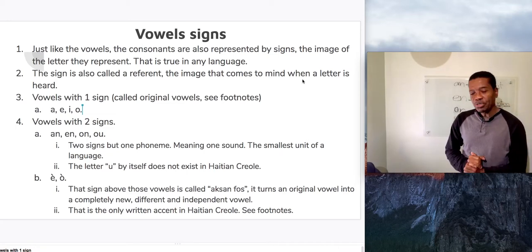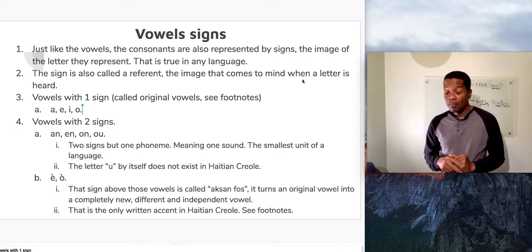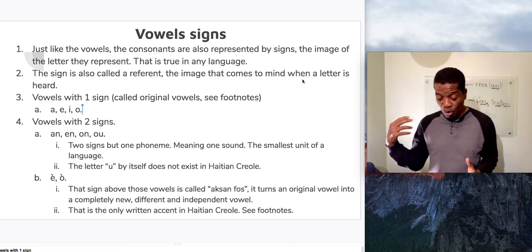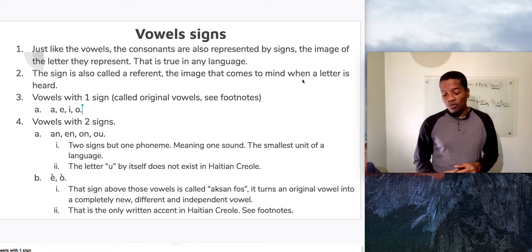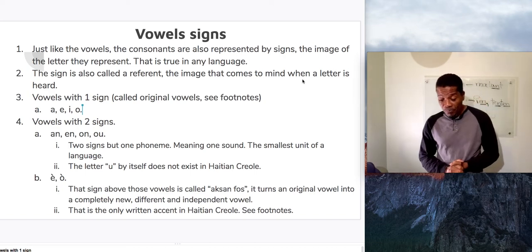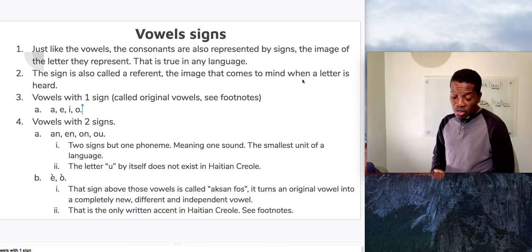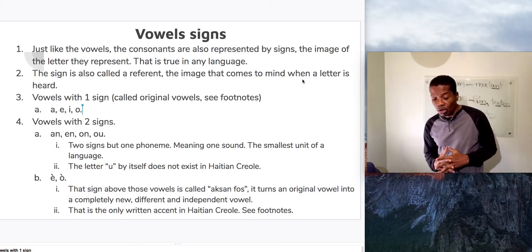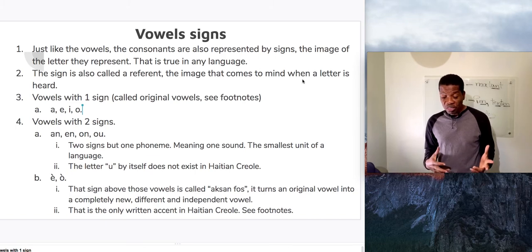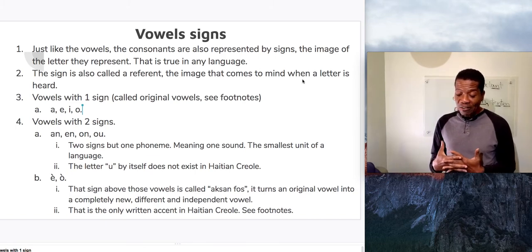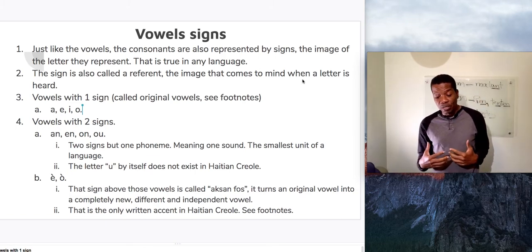Now, let's talk about the signs. I mentioned signs many times as we were going through the first slide. Now, what are the signs? If you're looking at this PowerPoint, that second slide says, just like the vowels, the consonants are also represented by signs. We're not talking about consonants yet, but they're also represented by signs. What is the sign? The sign is the image of the letter they represent.